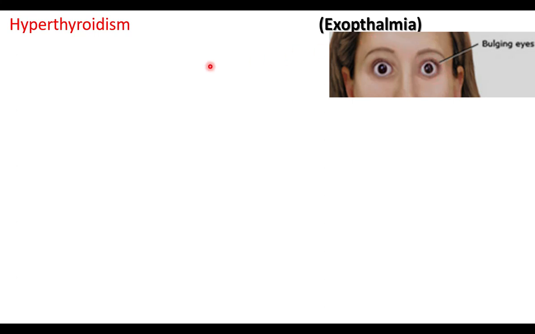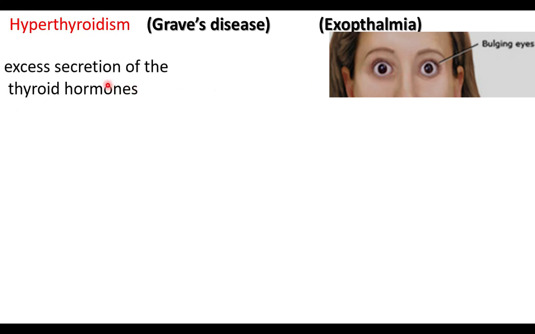This disease is also called by another name, Graves' disease. Oversecretion of thyroid hormones is called hyperthyroidism or Graves' disease. It is also called exophthalmia, protrusion of the eyeball. Excess secretion of thyroid hormone is hyperthyroidism.